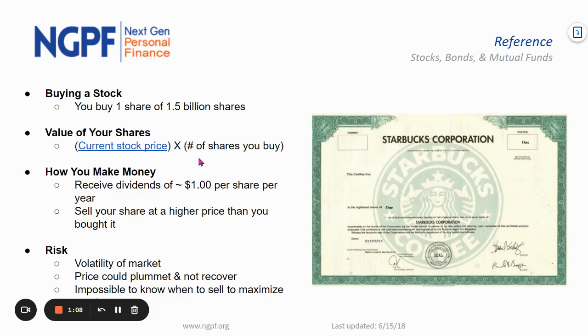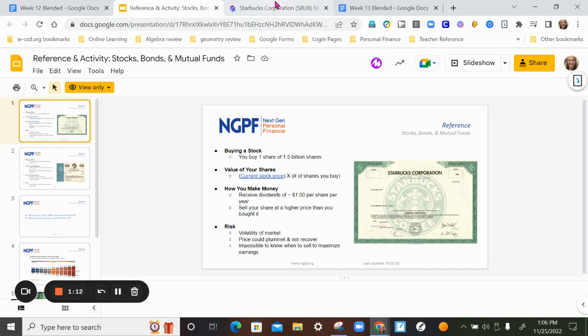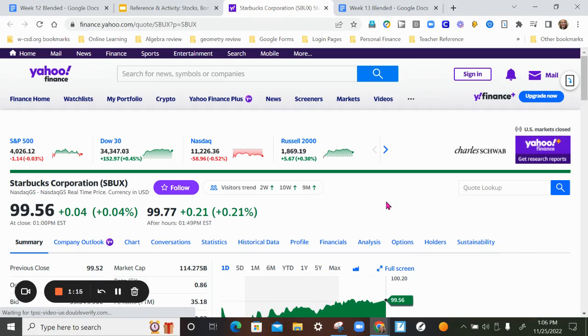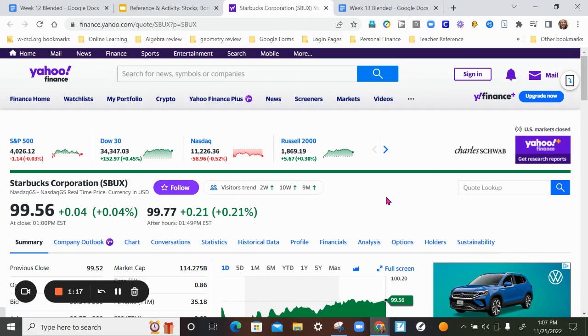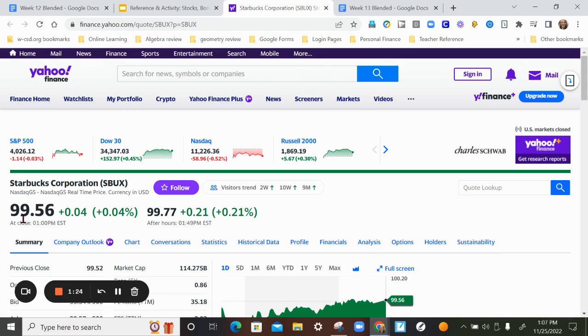So, one of the things that you have to look at, and I'm going to go ahead and take this off here, is your stock market quote. So if we wanted to buy stock in Starbucks Corporation, I might look at Yahoo Finance or Google Finance, and I can see, hey, you know what? Starbucks Corporation currently costs $99.56 for each share. So if I were to buy 10 shares, it would cost me $995.60. I can see their ticker symbol, so I can search that on any financial website or app.